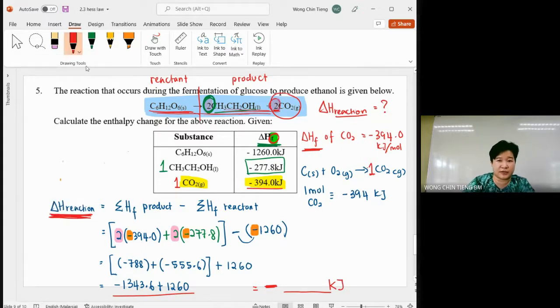Tolong check stoichiometry. This is the thing that you need to check because when it's formation, everything is only given in 1 mole. So whenever you need 2 mole, you need to times 2. Whenever you need 3 moles, you need to times 3. Make sense? Boleh? Okay. Senang. Sangat senang. Jangan buat careless. Jangan excited.